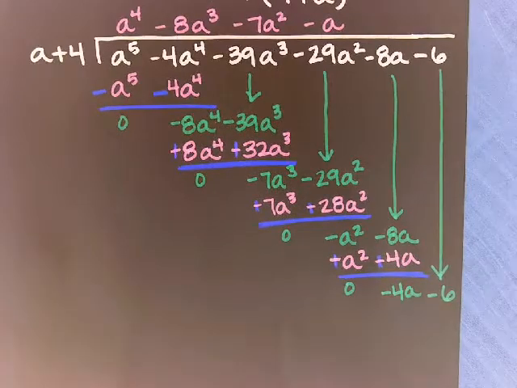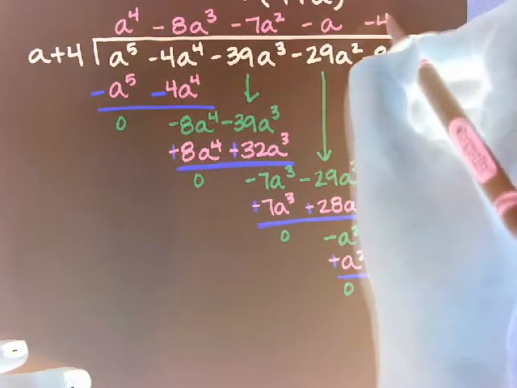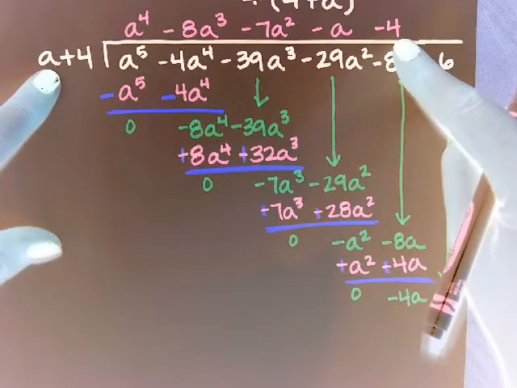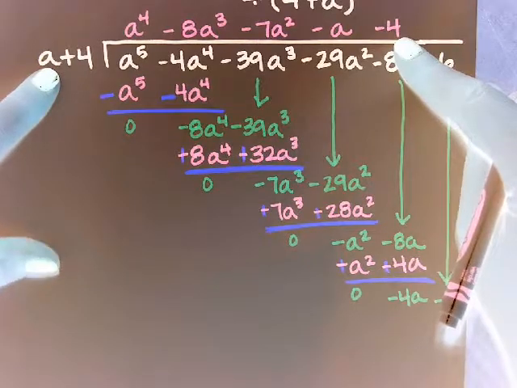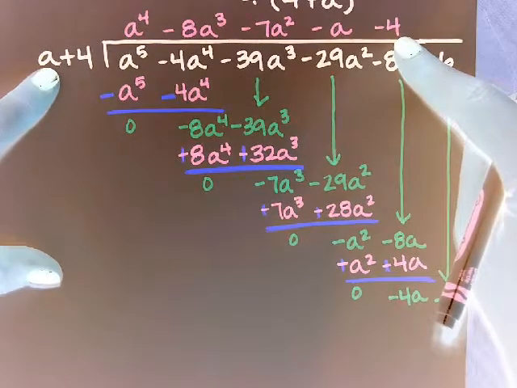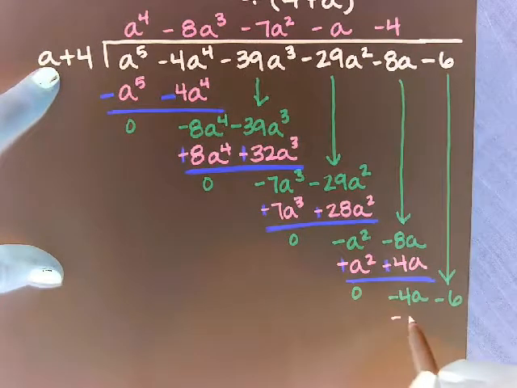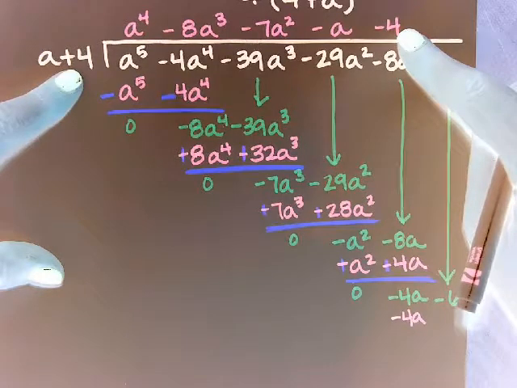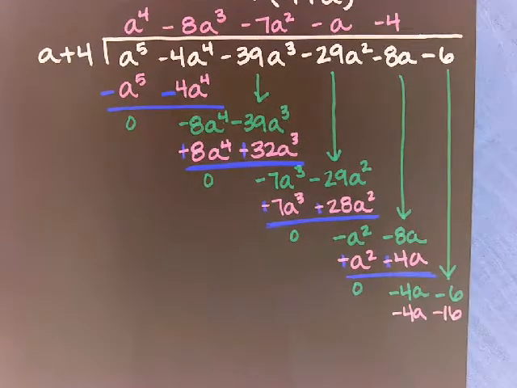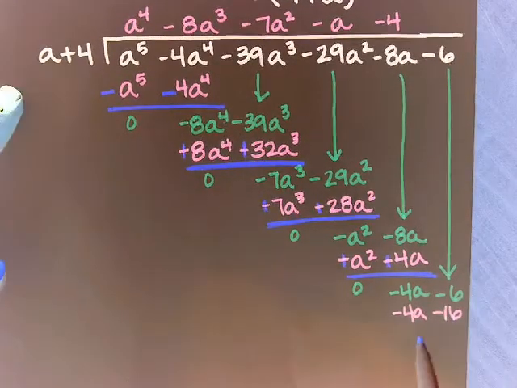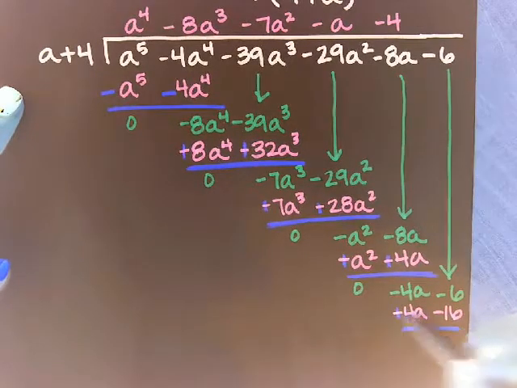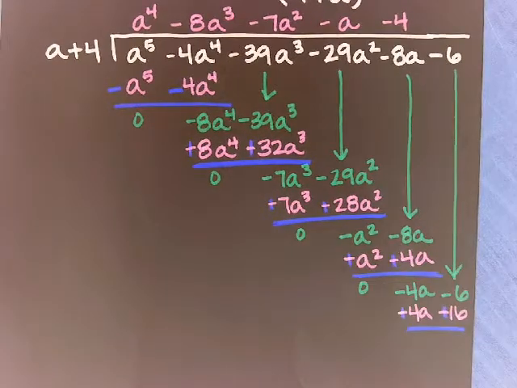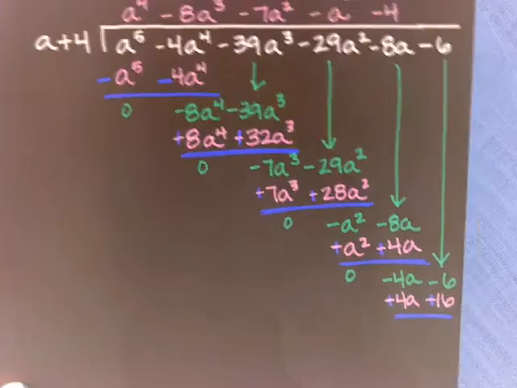Okay. And then what should the last thing on top be? Negative 4. So negative 4 multiplied by the front is negative 4a. Negative 4 multiplied by positive 4. It's not a. Negative 16. And then what do we do? Draw the line, change the signs. Okay. And then what do you get? You get 10.